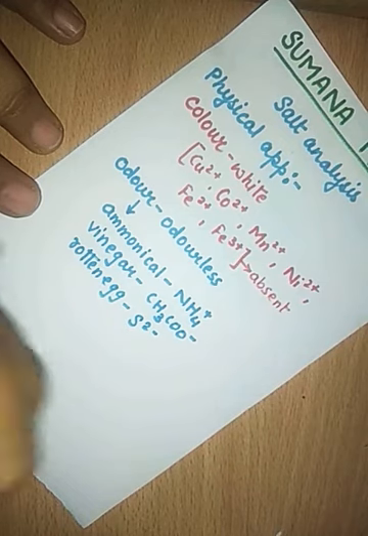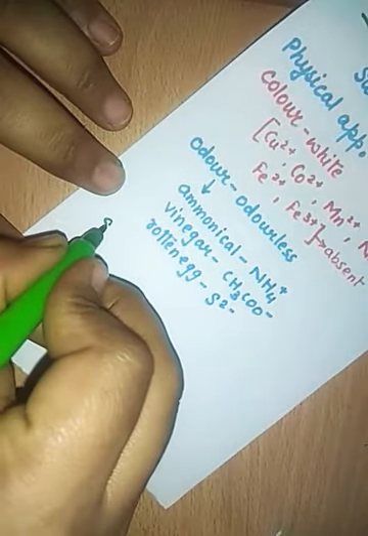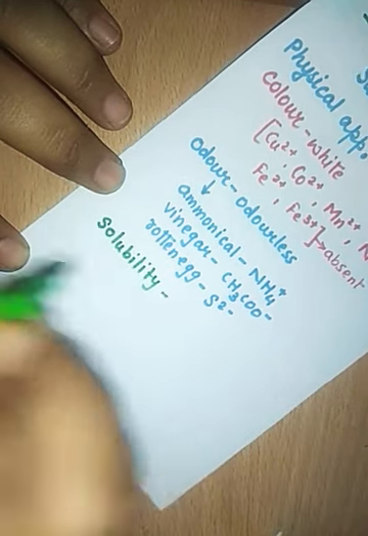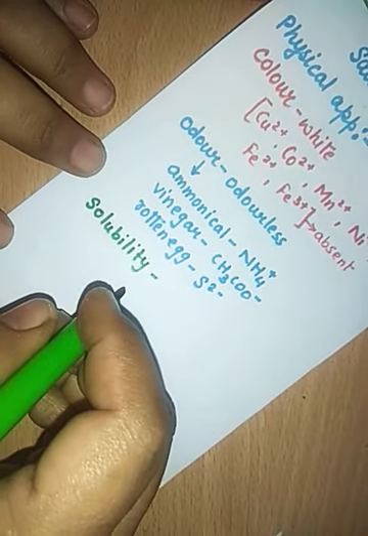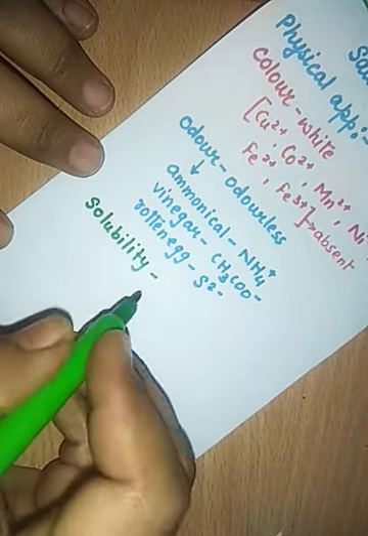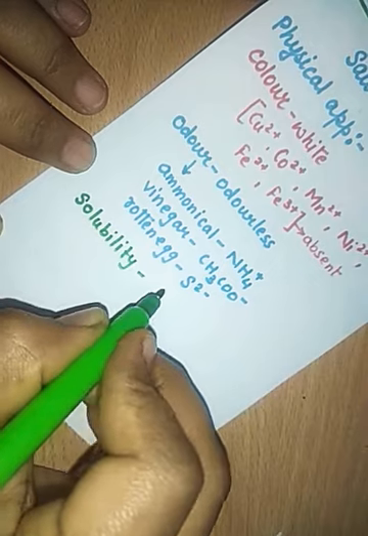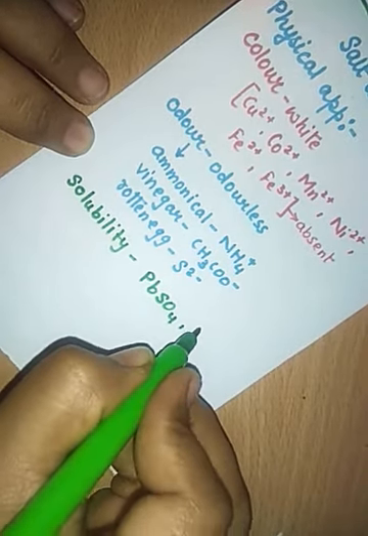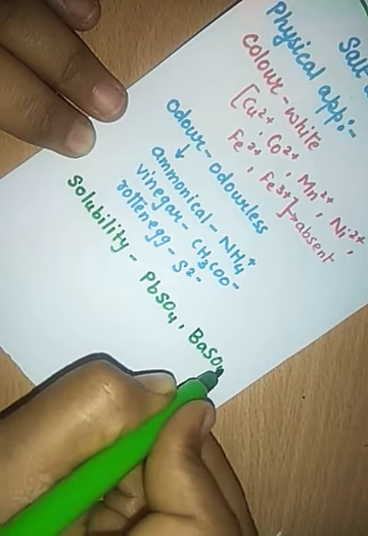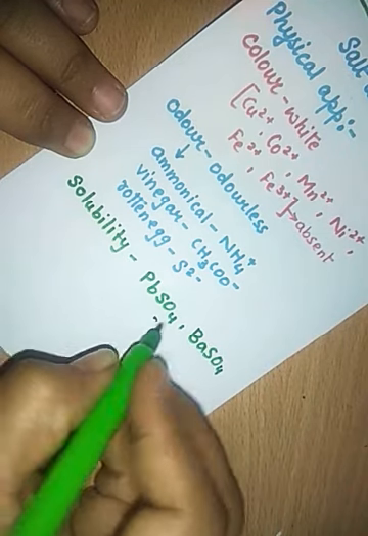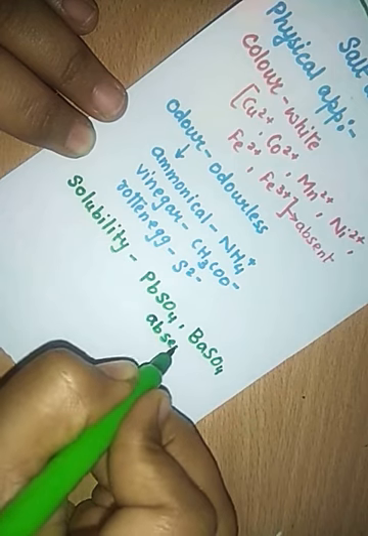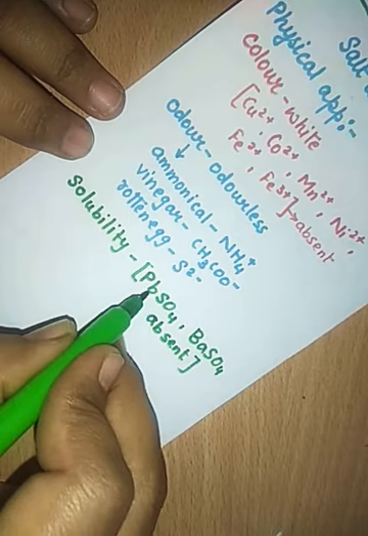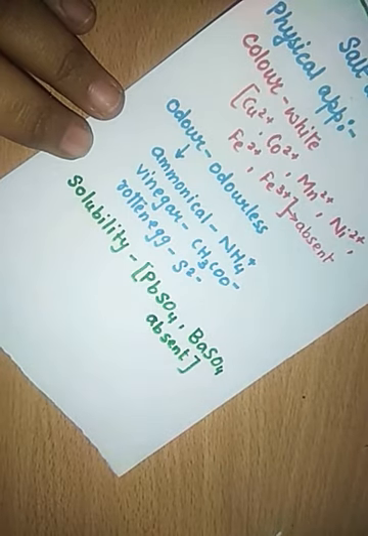Then we can do the solubility test. You can check the solubility in water. If it is soluble in water, it's good. If it is not soluble, then you can talk about two salts, lead sulfate and barium sulfate. If the salt is soluble, then these two salts are absent.